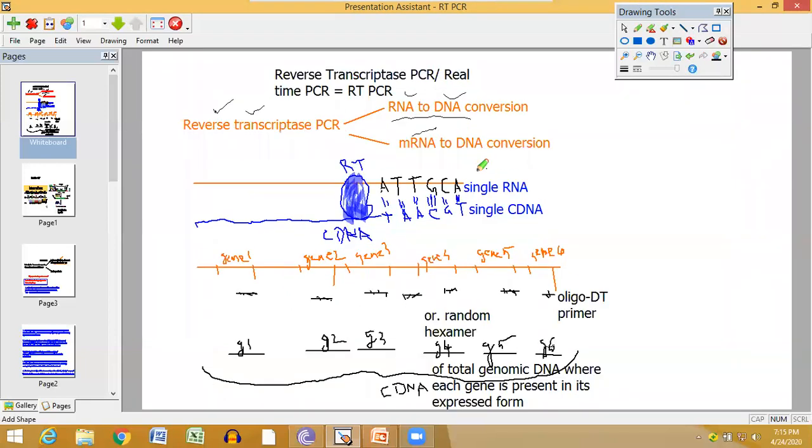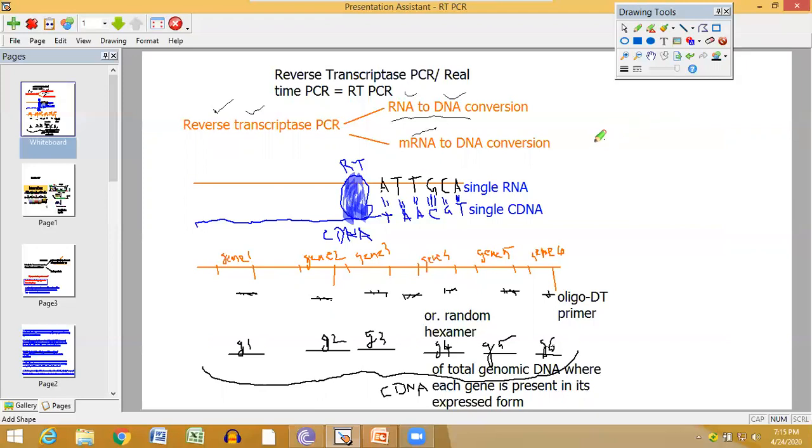So in both cases, this is called cDNA, that is the complementary DNA. Why is it called complementary? Because each DNA is coming from mRNA. Since mRNA is the template, it is called complementary DNA. Now we'll see how this cDNA formation goes.